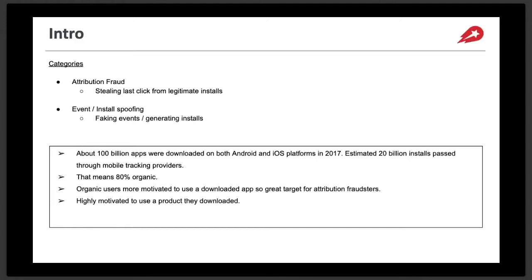And just an intro, 100 billion apps were downloaded on Android and iOS in 2017. It's estimated that 20 billion passed through tracking providers. That's not necessarily paid, just passed through a provider, such as Adjust, Kochava, AppsFlyer. That means that most installs are coming organically, which means these are great people to target because they're real. The post-install events will be real. And they'll be highly motivated to use your app if they've downloaded it organically.